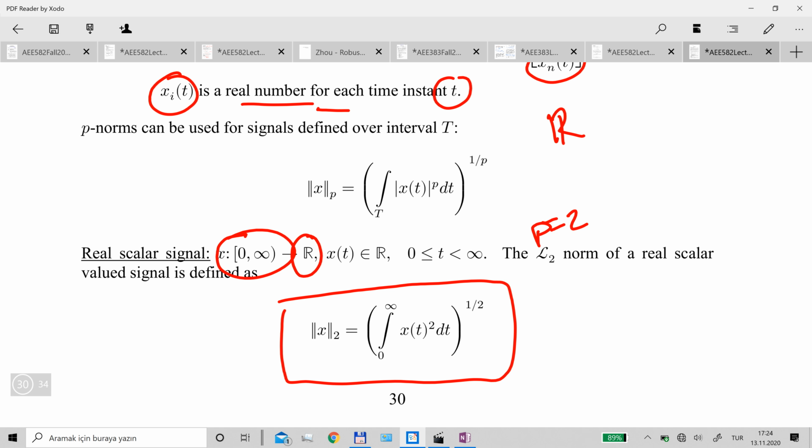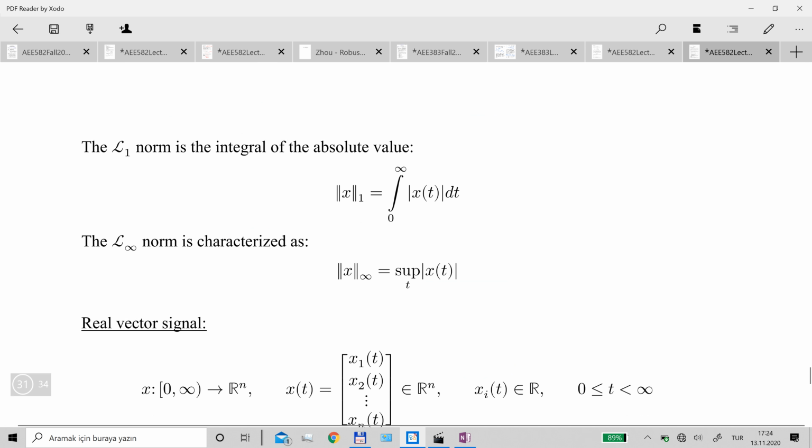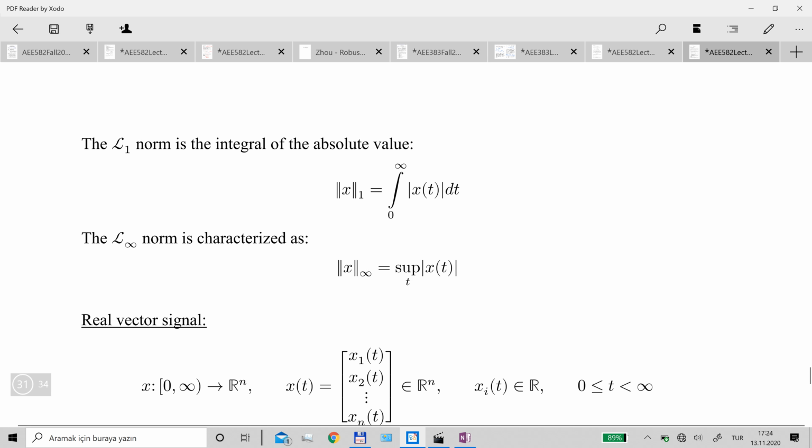In the case of the L1 norm, you integrate the absolute value of the signal in the interval from 0 to infinity. And in the case of L infinity, where p is equal to infinity, the infinity norm becomes the supremum of the signal over the entire time from 0 to infinity. Okay, so these are the three major p norms that we normally use for a real scalar signal.